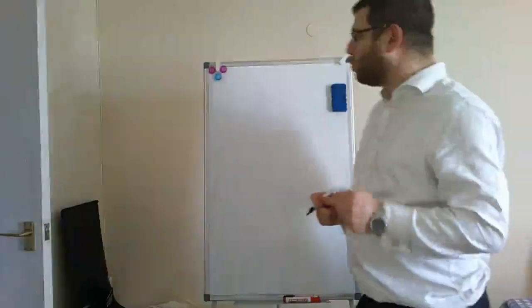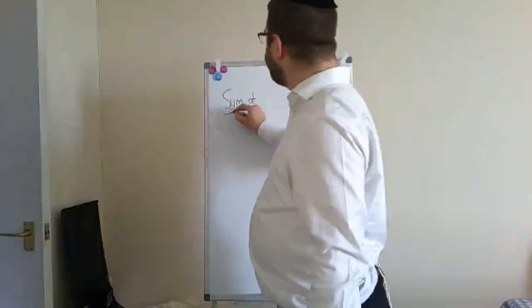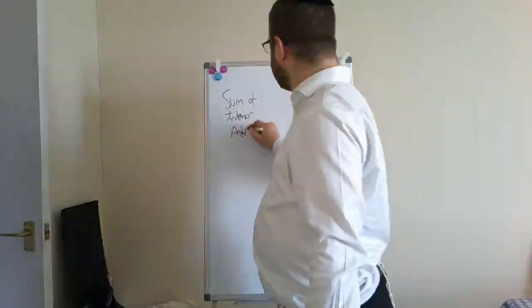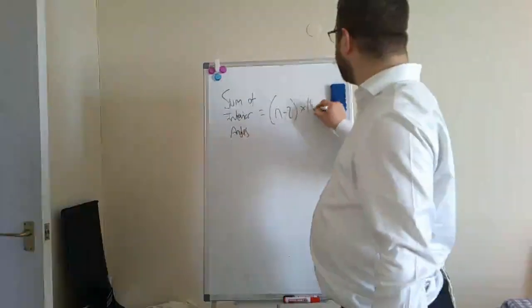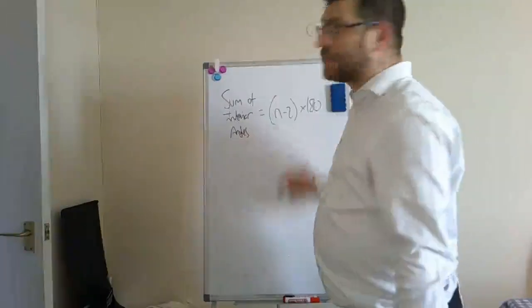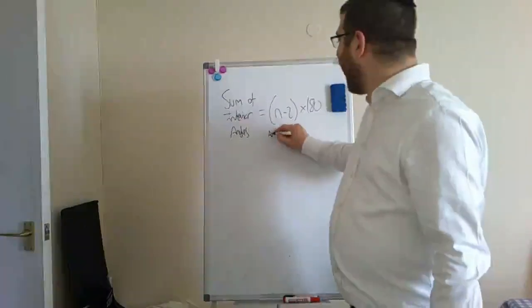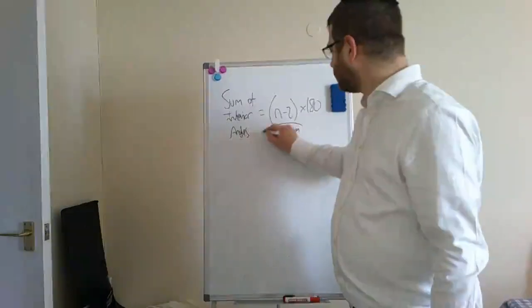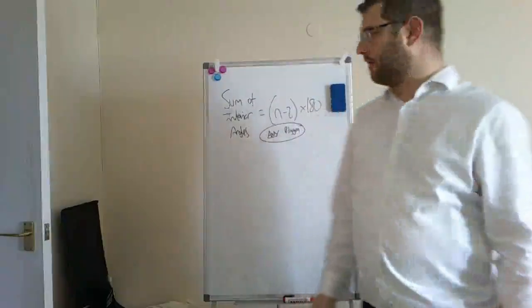Okay, so we said that the sum of all the interior angles is n minus 2 multiplied by 180, where n is the amount of sides. That works for any polygon. You can always use that. Doesn't matter if it's regular or irregular. That's number 1.